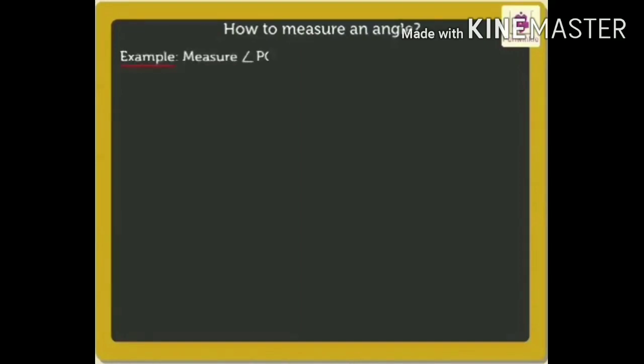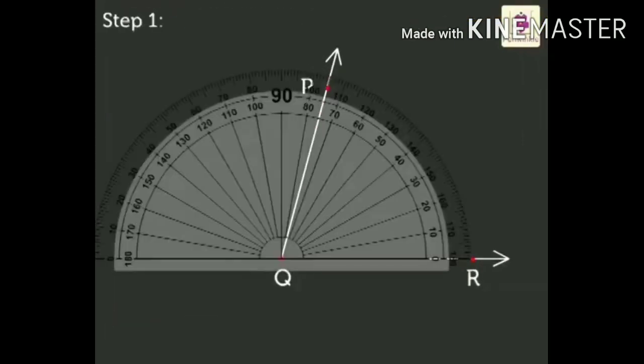Now let's see how to measure an angle. Measure the angle PQR. To measure an angle, we need to follow a 5-step process. Step 1. Place the central point of the protractor on the vertex Q of angle PQR. Step 2. Ensure that the 0-degree line coincides with one arm, say ray QR. Step 3. Count from 0 degrees on the right side as ray QR points to the right side.